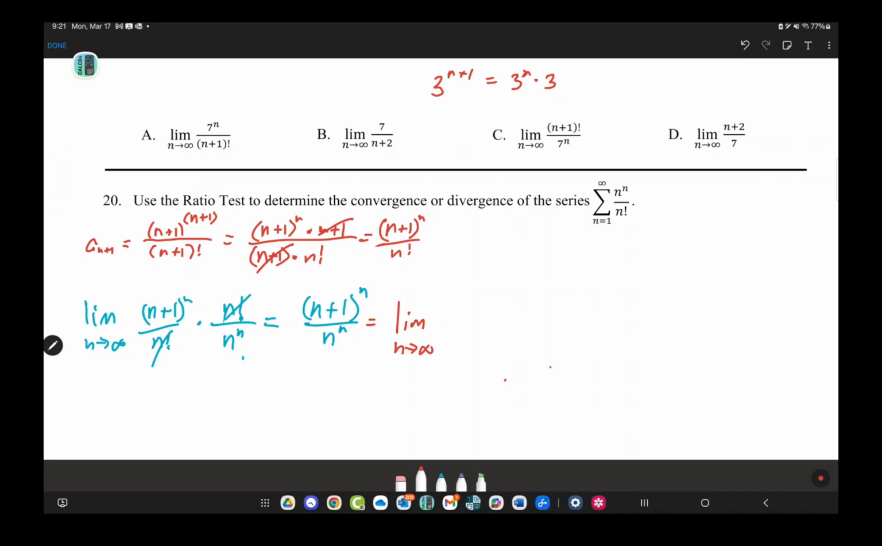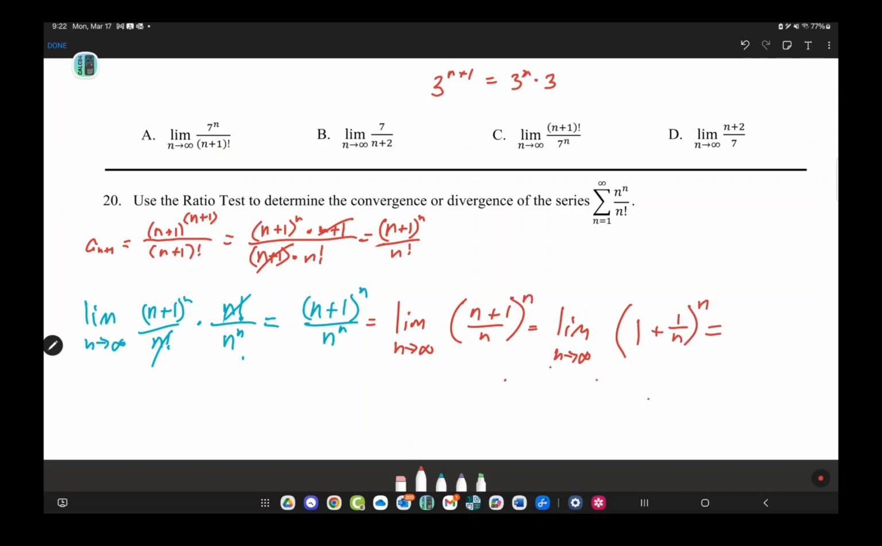We can actually simplify this all as one fraction, right? Because they're both raised to the n power, we can write this as ((n+1)/n)^n. Correct? Which you can write as the limit as n goes to infinity. What is n divided by n? (1 + 1/n)^n.